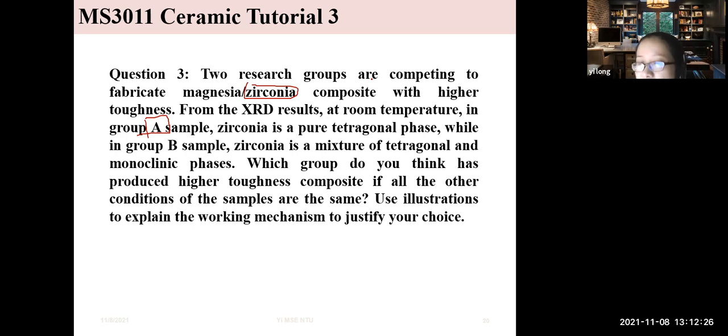Now I'm asking you for keywords here. The higher toughness is coming from where? Can you type your keywords? Let me test your understanding here. The higher toughness of zirconia comes from where?